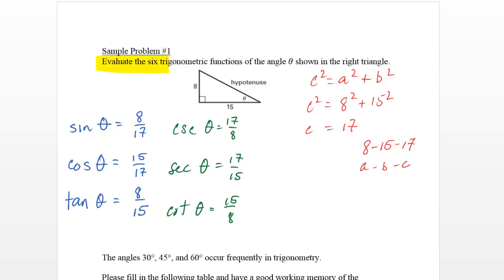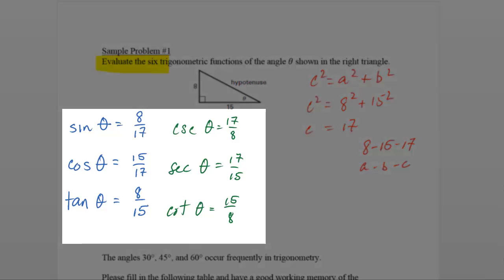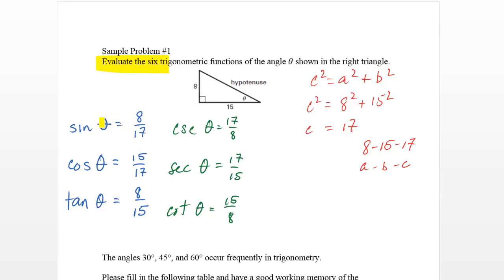Now, let me point out a couple things. So when you see this on a unit test, there's a couple things that I will be looking for here. If I ask you to evaluate the 6 trig functions, this is all I want, are the trig ratios set up. Secondly, if you do not put the angle in there, it is incorrect. So make sure that you do that. If the ratio can be reduced, so we have 8 over 17, if that could be reduced, you would want to reduce that. In this case, we don't have any reducible fractions, so we'll just leave them like that.